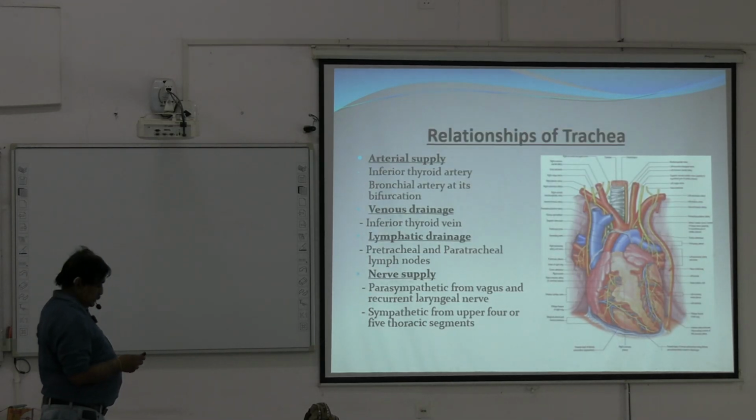Relations of the trachea. The arterial supply: inferior thyroid artery, bronchial artery at its bifurcation. Venous drainage: inferior thyroid vein. Lymphatic drainage: pretracheal and paratracheal lymph nodes. Nerve supply: parasympathetic from vagus and recurrent laryngeal nerve. Sympathetic from upper 4 to 5 thoracic segments.